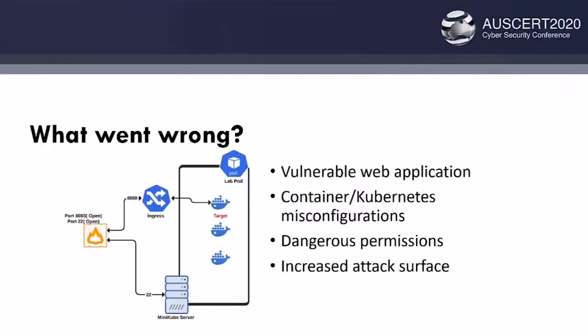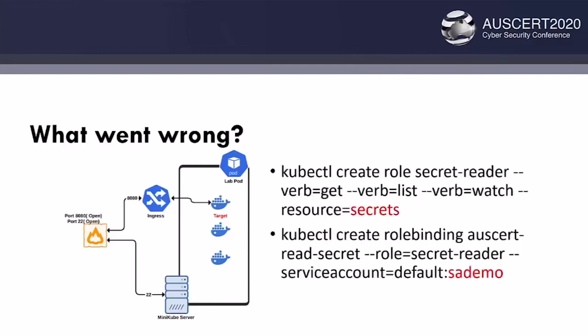So what was wrong with this setup? We had a vulnerable web application. We had some misconfiguration in Kubernetes where we assigned a dangerous permission to the service account that runs the pod. There is also an increased attack surface with the SSH interface being exposed.